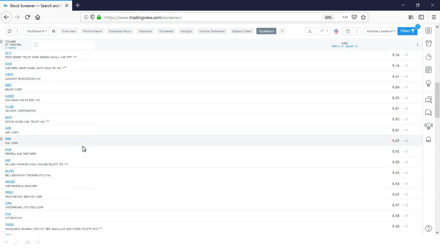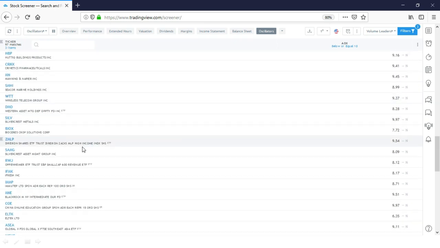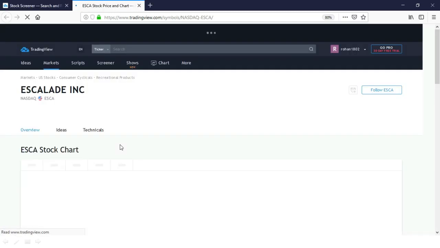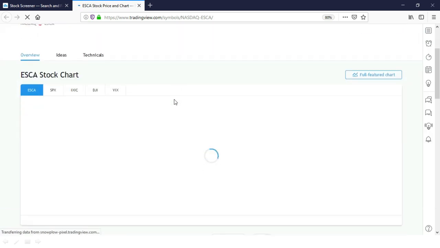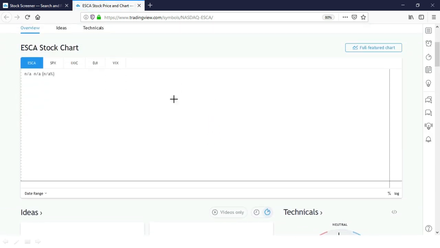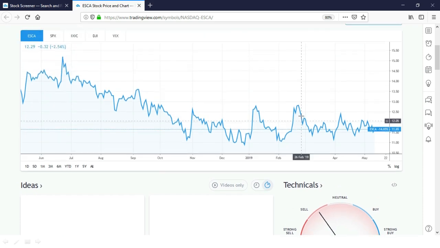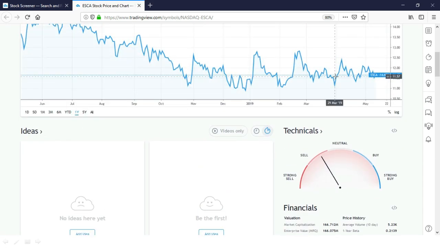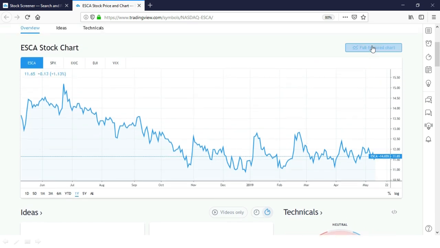Say we choose ADX around 8, that is ESCA, Escalade INC. Let's check whether it is sideways or not. The indicator itself notifies you. If we consider the 1 year chart, it clearly signifies that the price moves between the same tops and same bottoms. And if we get into full feature chart, we can easily see whether the stock is in consolidation form or not.